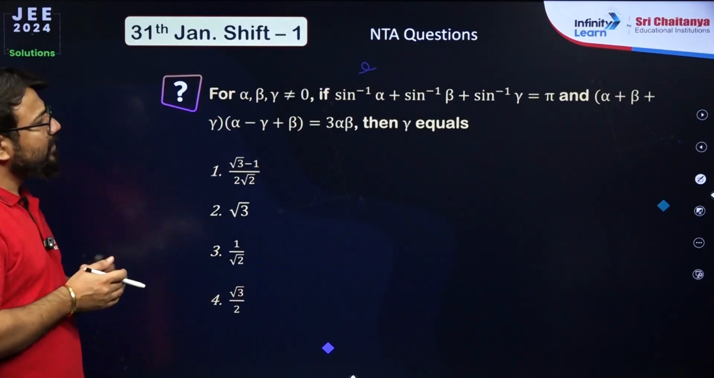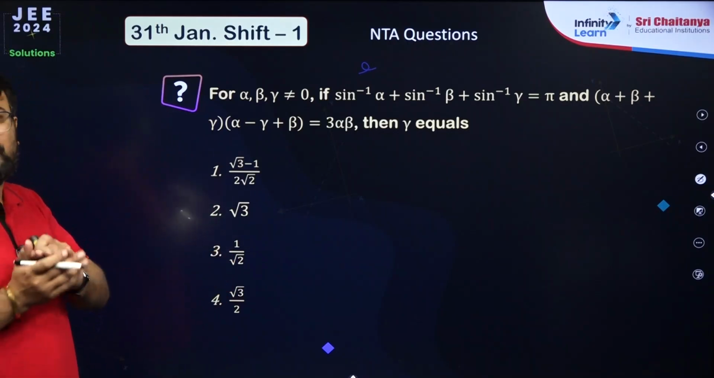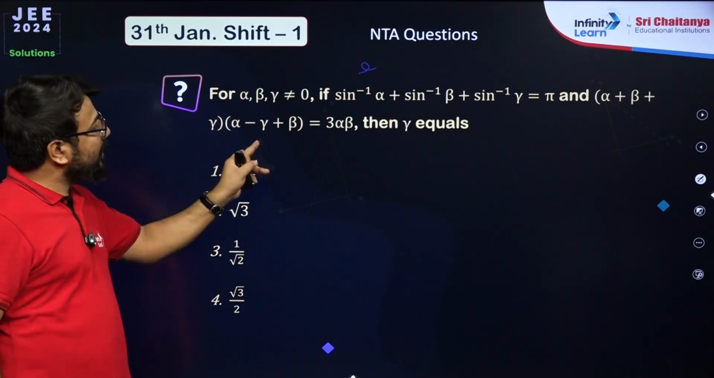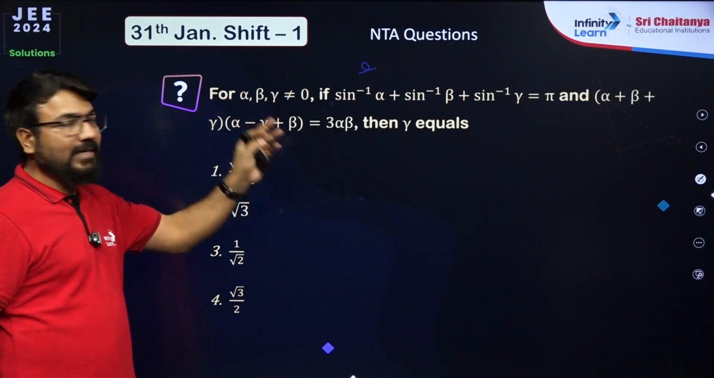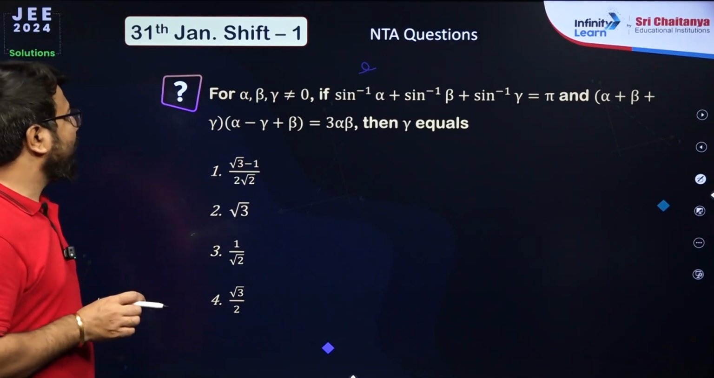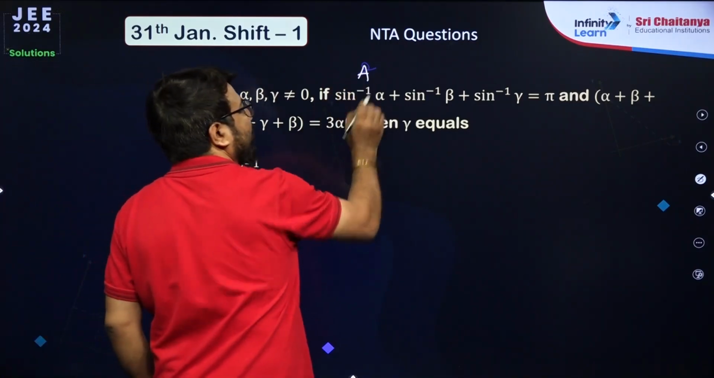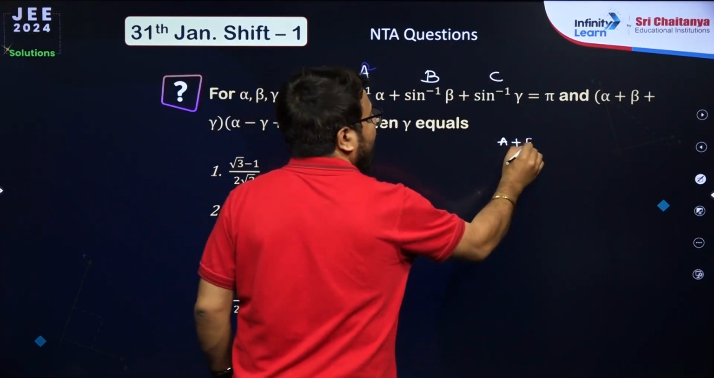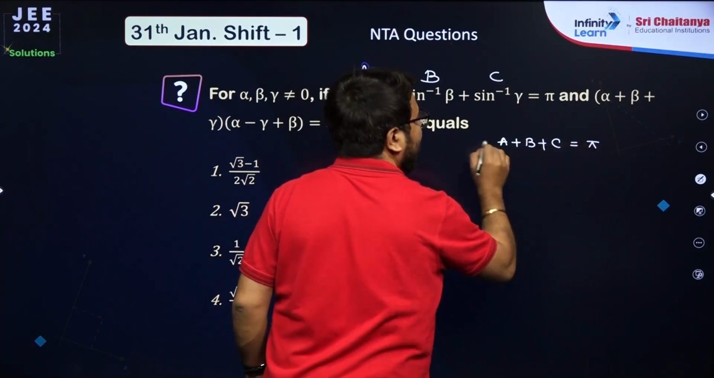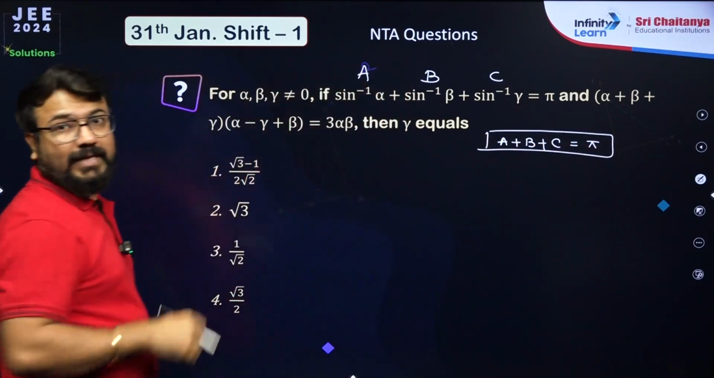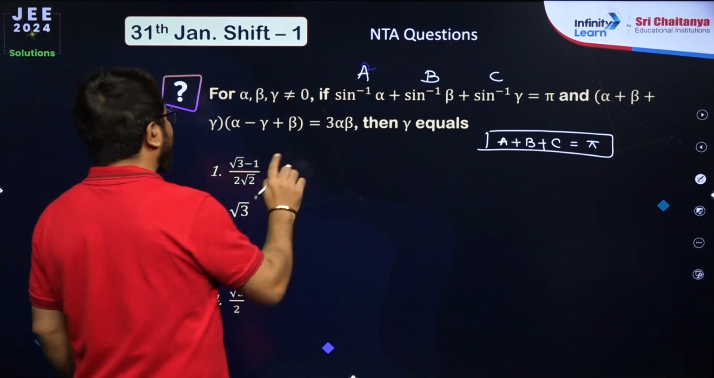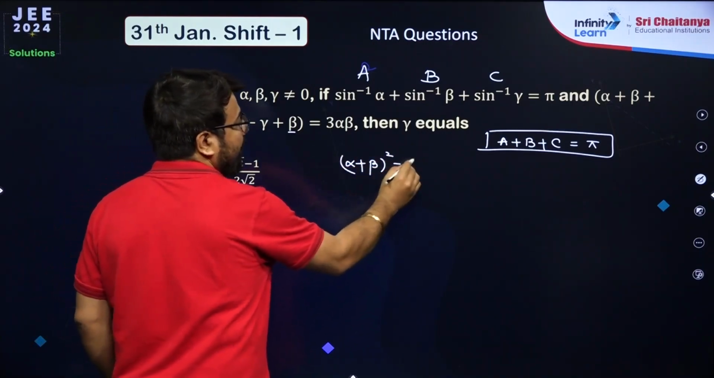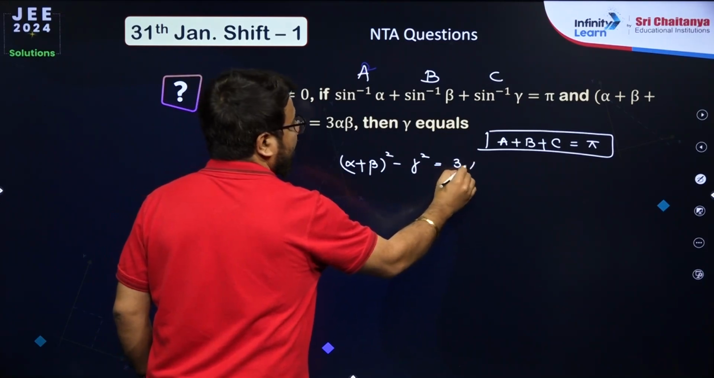Moving ahead to the next problem: sine inverse alpha, sine inverse beta, sine inverse gamma. The sum of all these three will be pi. Alpha plus beta plus gamma, and alpha minus gamma plus beta is 3 alpha beta. Then gamma is equal to what? So what we can do here, if I assume it to be capital A, capital B, capital C, the sum of all these three angles is pi. That means they're talking about a triangle. And alpha plus beta plus gamma. Here also alpha plus beta is there. So alpha plus beta whole square minus gamma square, and that is 3 alpha beta.